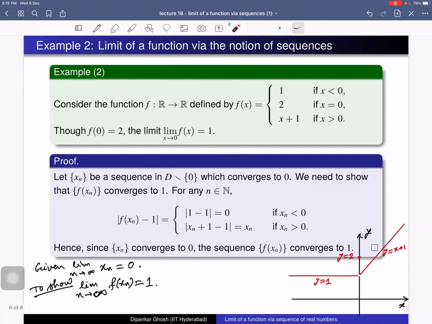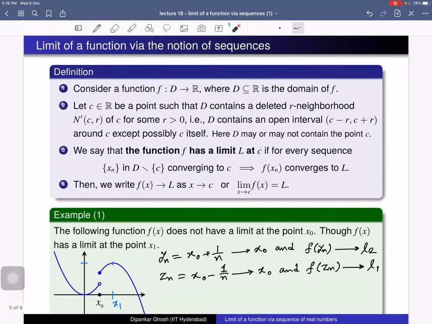Now we should analyze some more examples. This example we have already considered. Let's verify whether a limit exists at x equal to 0. The function value f of 0 is just 2, and the limit as x tends to 0 of f of x, I claim, is 1. Let's verify that using this definition.